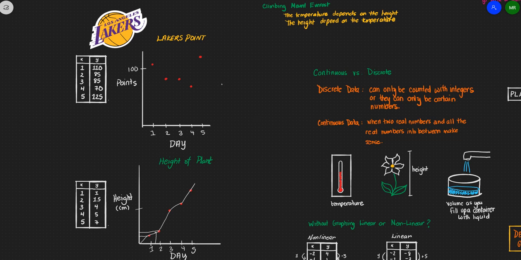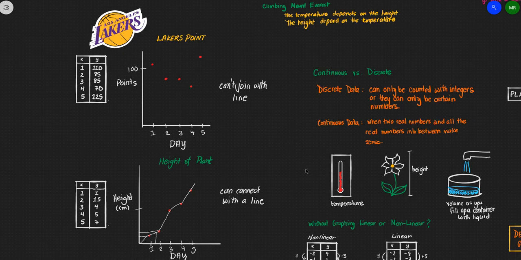Discrete data, we can't join them with a line. But in a continuous data set, we can connect with a line. Okay, so that's continuous and discrete.